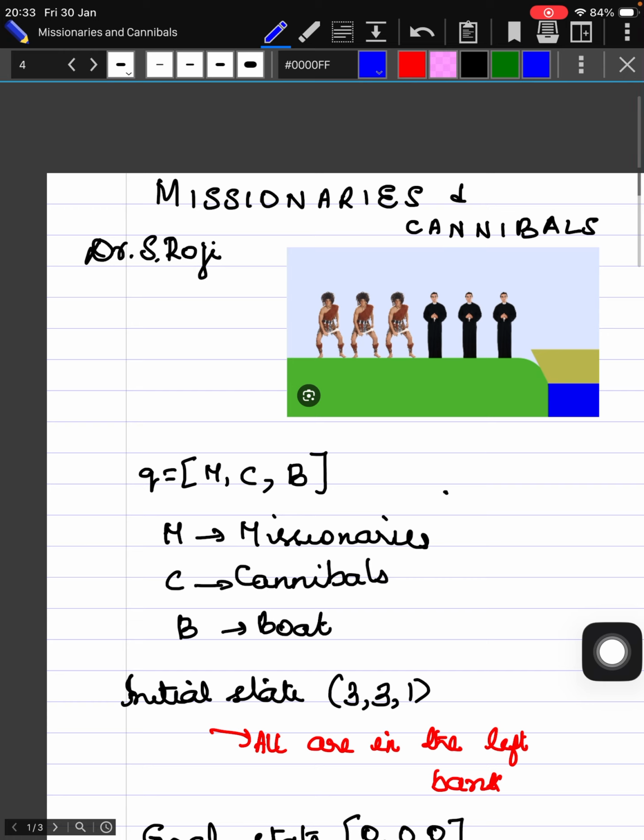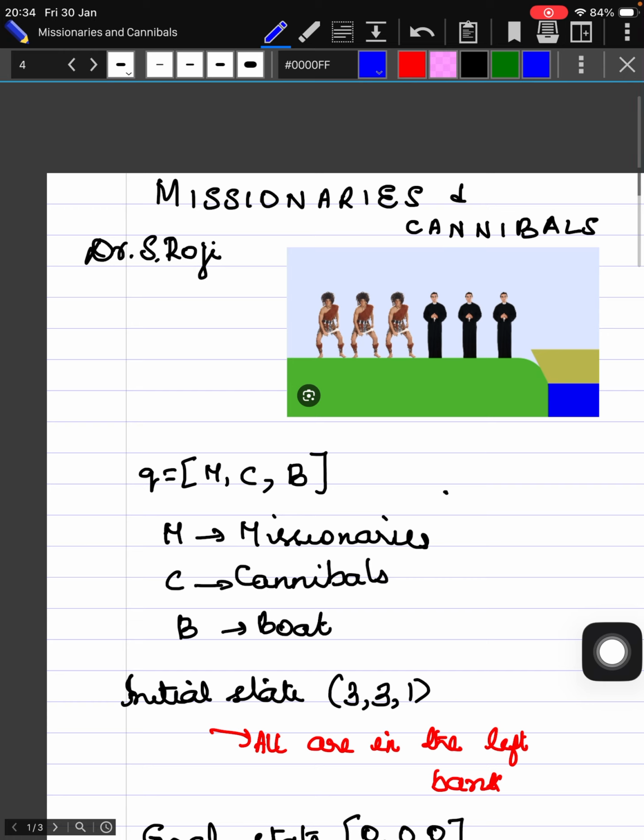Okay, so as you can see in the figure, there are three missionaries and three cannibals who wish to cross a river, right? So they need a boat for it. They have a small boat that can carry only two people. Anybody can navigate the boat. But at any time, on either bank of the river, for example, we have a left bank and the right bank, the number of cannibals should not be greater than the number of missionaries, because they will outnumber and they will eat the missionaries.